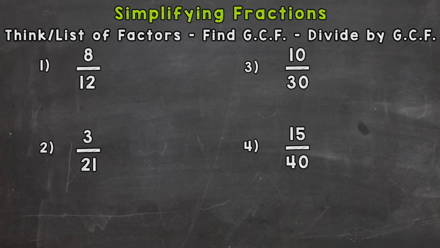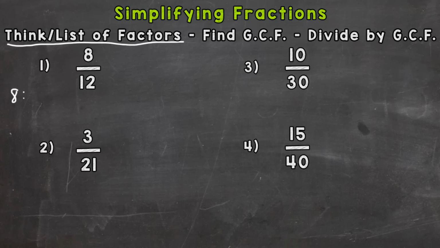So for number one here, we have 8/12, and we want to break that fraction down to its simplest form. So our first step, we need to think of and list all the factors for 8 and 12. And factors are the numbers that can multiply to get us 8 and multiply to get us 12. So let's do 8 first. We're going to list all the factors of 8.